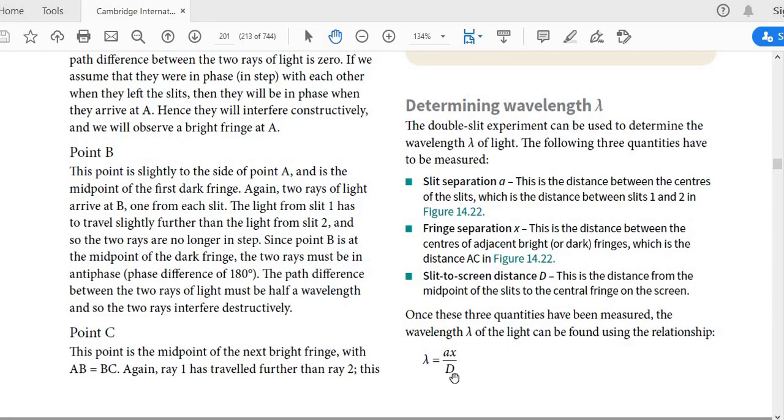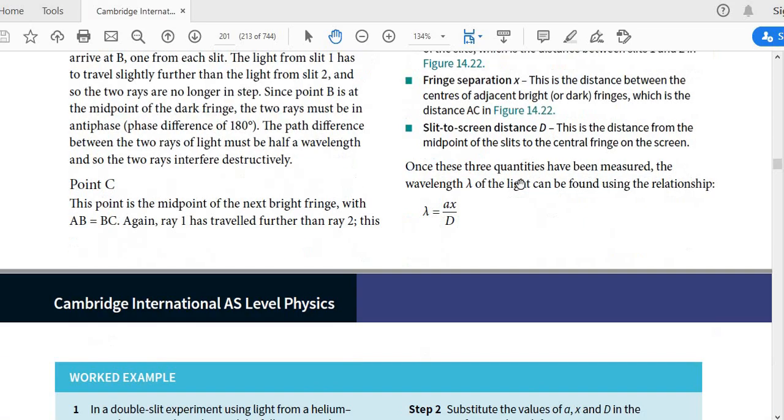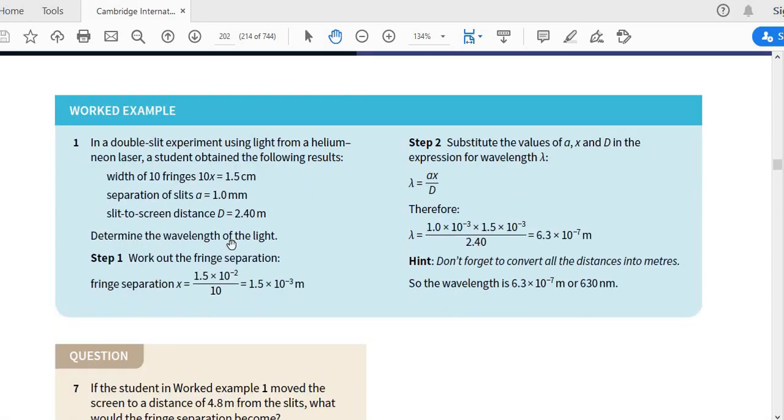Then ax over d. So I already explained. So you have to remember this equation and you should be able to use it. So what is a, what is x, what is d, they are all given here. I already explained it. Now for consolidation, we can go through this example.